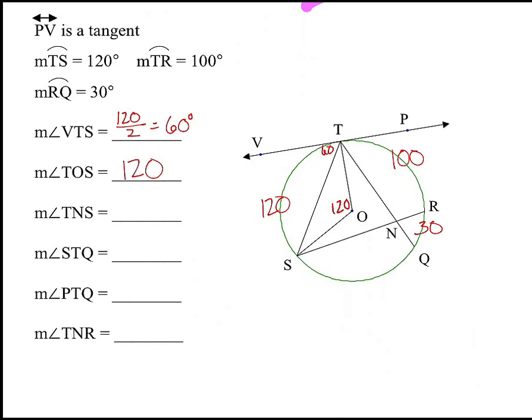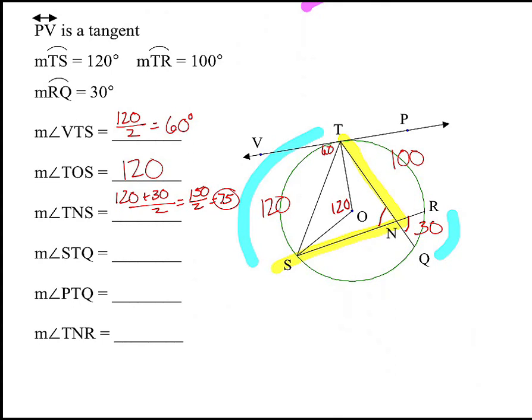Now let's find angle TNS. Now that angle's inside the circle, so we need to look at the vertical angles for TNS and RNQ. Because it's inside the circle, we need to look at the intercepted arcs, which would be this 30-degree arc and this 120-degree arc. So since this is inside the circle, I'm going to take those two arcs and add them together. So it's going to be the 120 degrees plus the 30 degrees divided by 2, which ends up giving me 150 divided by 2, which is a 75-degree angle.